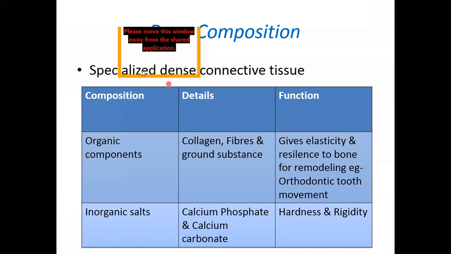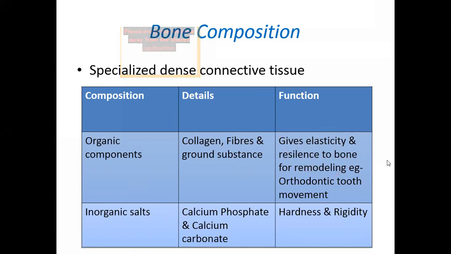Now, the bone composition. If you talk about what bone is made out of, it's a specialized dense connective tissue. It has two types of components: organic components and inorganic salts. So what do the organic components do? They contain collagen fibers and the ground substance, which help in giving elasticity and resilience to the bone for remodeling.